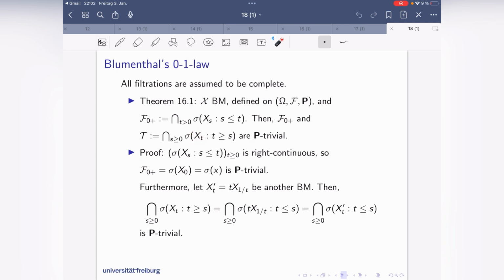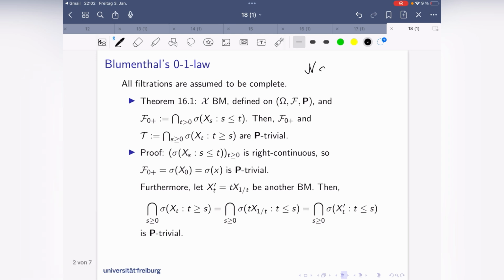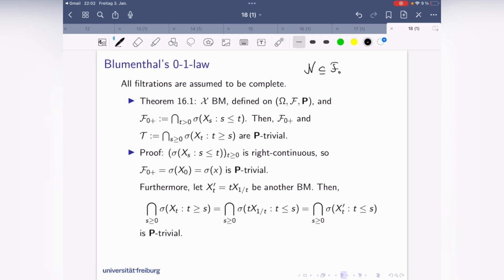So xt is a Brownian motion here. And there are two sigma algebras we will consider: the sigma algebra near 0 and the terminal sigma algebra. And both of them are also p-trivial. But what is important here, we assume all filtrations here to be complete. And that means that N, which is the set of null sets, is already part of F0. So let's quickly prove this.